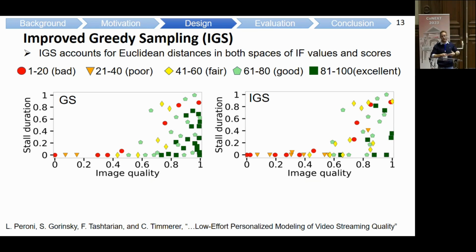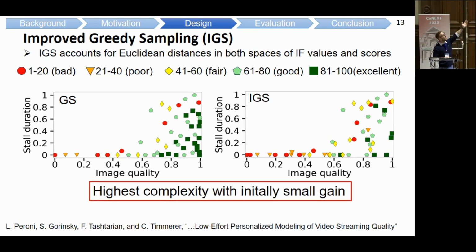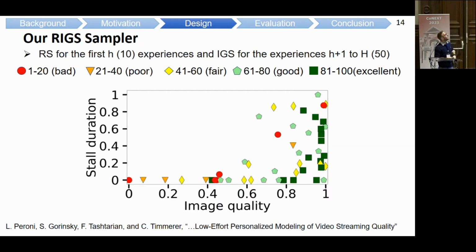Unfortunately, the modeler at the very beginning is not trained at all, so it is not very good at suggesting to the sampler which experience to pick. And this algorithm is also quite complex, so we can say that it has a high complexity with an initially small gain. So our final design for our sampler is a combination of random sampling for the first 10 experiences and improved greedy sampling for the remaining 40, for a total of 50 experiences. Now, those numbers came up after experiments that we ran in the paper.